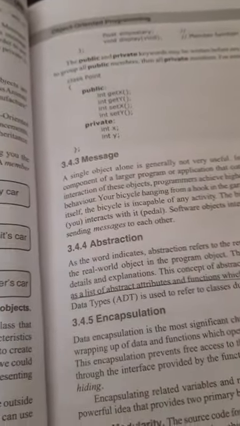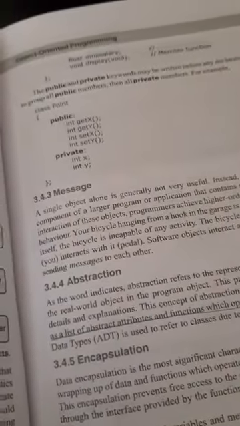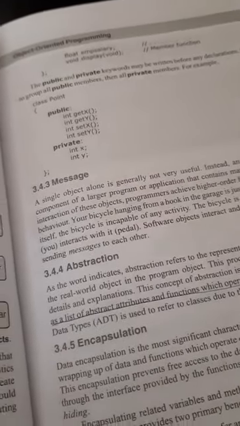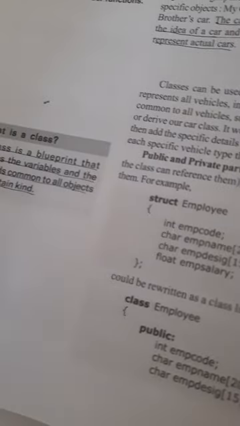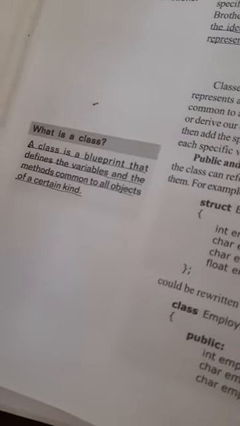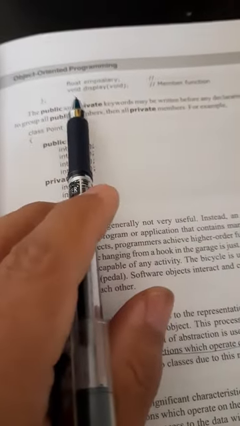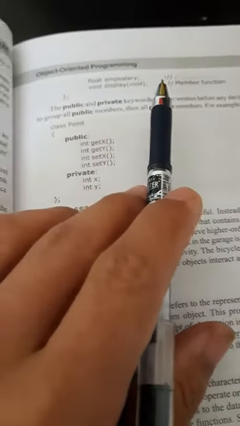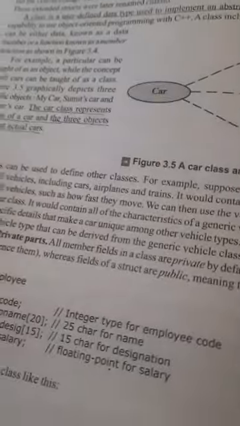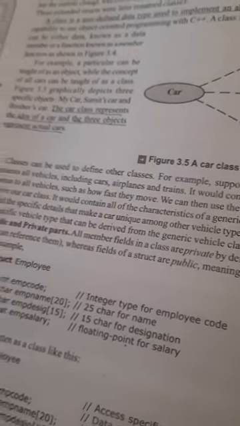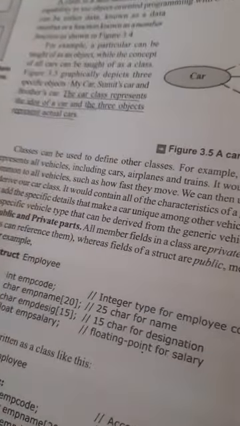Now moving on. A class is a blueprint that defines the variables and the methods common to all objects of a certain kind. So that defines the variables, and these are the methods. This is the method, void display. A class defines the state and behavior of an object. So what is state and behavior?